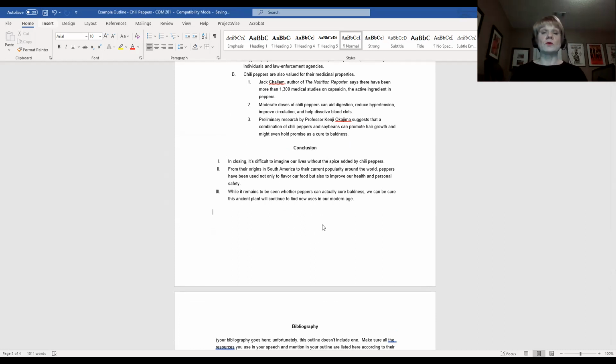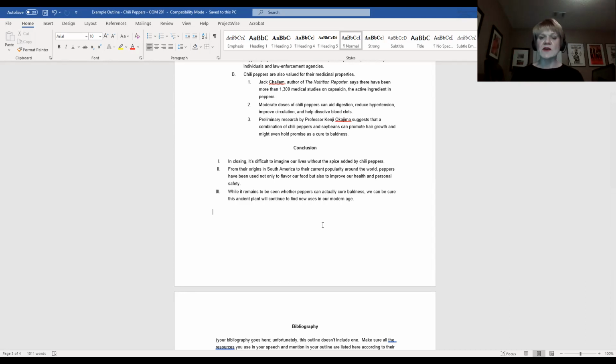Click. So when we get to the conclusion section, remember the things we want to do. We want to basically remind people of what they've just heard. We want to go out with some more goodwill, and we want to leave people with a good note to end on. So we've got my 3 sentences I plan to say in my conclusion, and they are, in closing. See, that signals we're about to end. It's difficult to imagine our lives without the spice added by chili peppers.